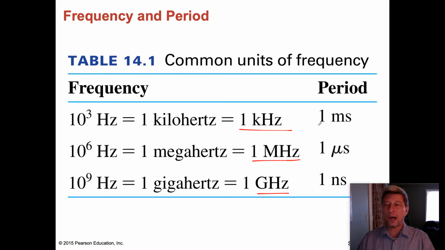Okay, now the period of 1 kilohertz is a millisecond. The period of 1 megahertz is a microsecond, and the period of a gigahertz is a nanosecond.